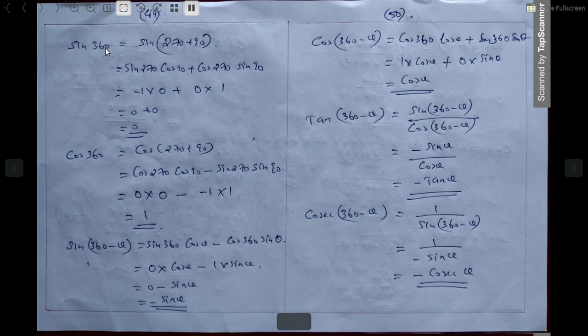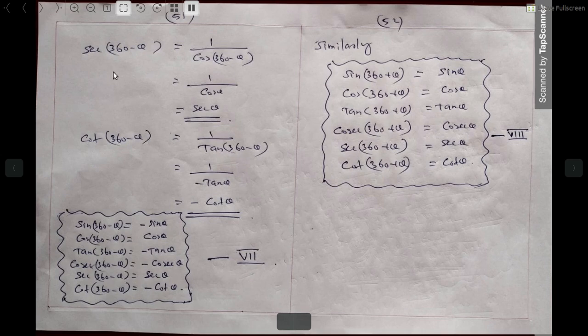Then sin 360 is what? 270+90, sin(A+B), so the answer is 0. Cos 360, cos(270+90), the answer is 1. Then sin(360-θ) is equal to sin(A-B), sin A cos B - cos A sin B, so the answer is minus sin θ. Then cos(360-θ), tan(360-θ), and so on. Finally you will get sin(360-θ) equal to minus sin θ, cos(360-θ) equal to cos θ, and so on.